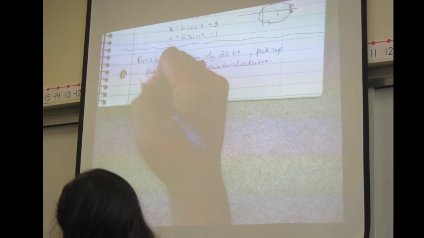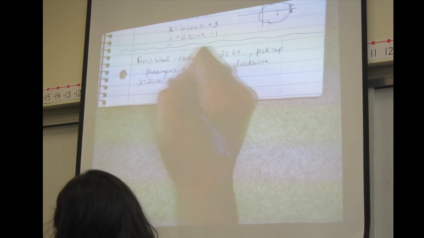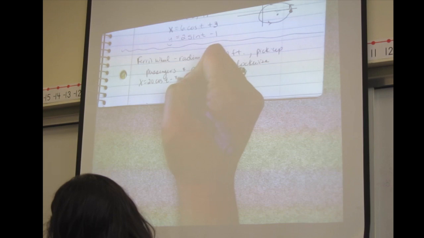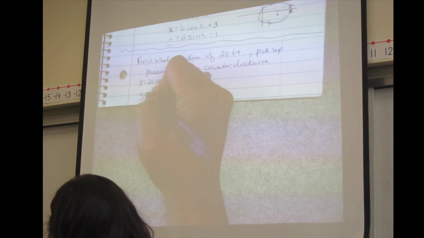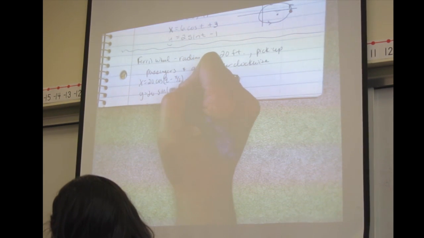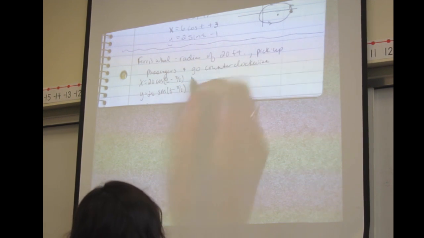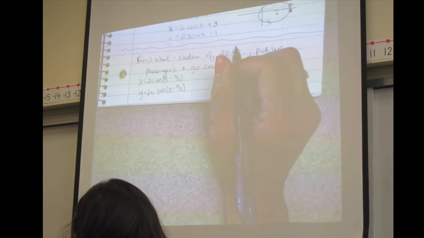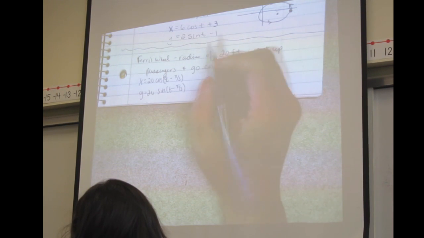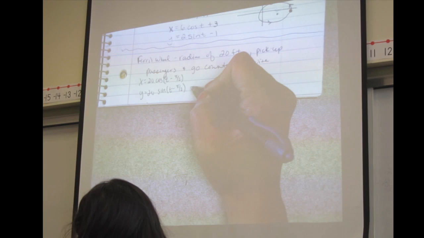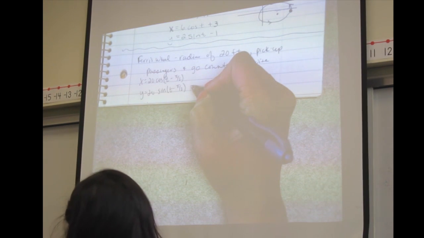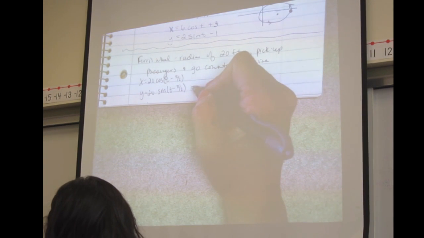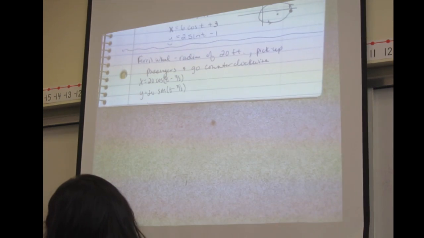20 cosine of t minus pi over 2 and 20 sine of t minus pi over 2. It's gonna pick up passengers. Okay, well, I gotta change it on you. There's one thing we forgot to do. On the y, if you add 20, then it's 20 sine of t minus pi over 2 plus 20. I didn't understand. Mr. Cox, it depends on your coordinate system. Say it again, Kristen.